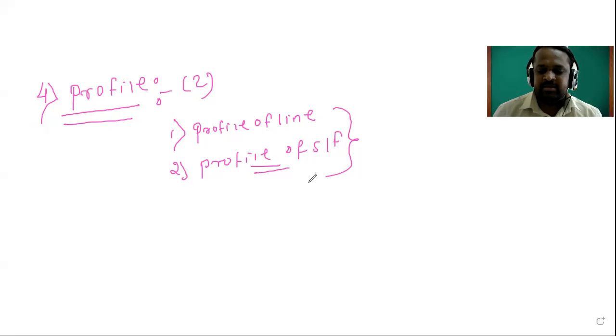For example, suppose the example of the mobile. Suppose this is the mobile. See, this is the profile of the mobile. So this is called the profile of the mobile. Now tell me what is meant by the profile of the line and the profile of the surface. See, this is the profile of the surface. The full surface profile is called the profile of the surface.